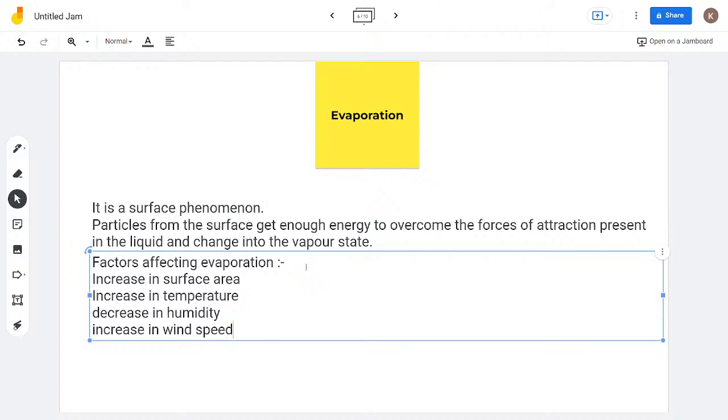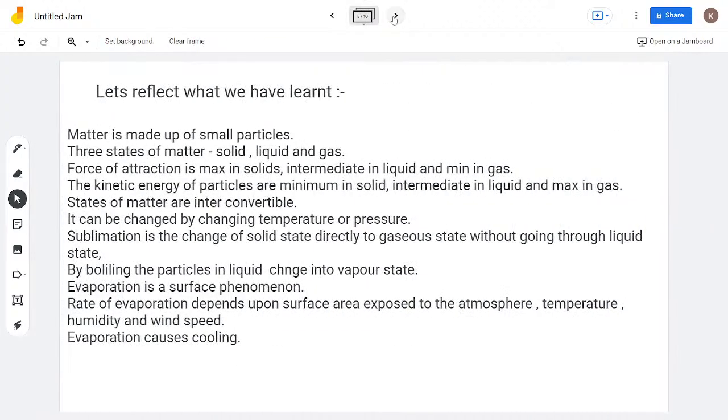Alright, so this was all for today's lesson. Let's have a quick reflection of what we learned in today's session. So basically we started from matter in our surrounding. What is matter, and how they are. Matter is actually made up of some small particles which are very small, beyond our imagination. There are three states of matter which are solid, liquid and gas.